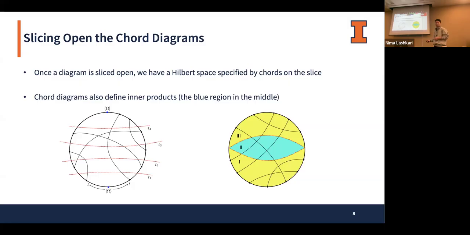And then there is a Hilbert space. You can define a Hilbert space on each slice, specified by the number of chords. Now you have a state 2, a state 4, a state 4, and a state 2. This is how the bulk Hilbert space is defined. Is there any question up to this point?